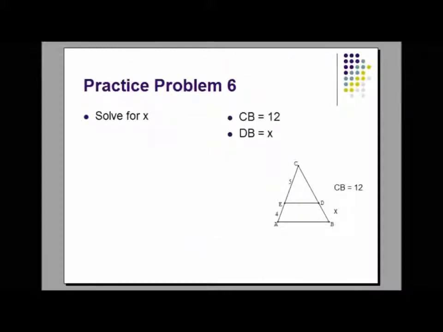Practice problem 6. Solve for x. We're told that side length CB, which is the entire segment of the larger triangle on the right, equals 12. And we're asked to find the measurement of BD, which is x.